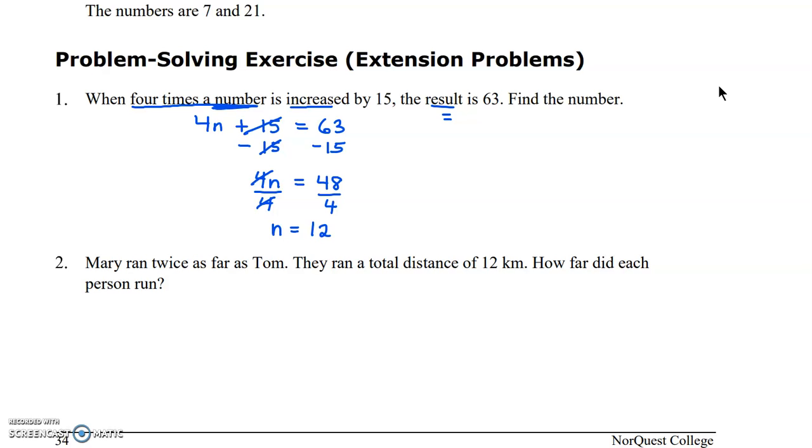She ran twice as far as Tom. They ran a total distance of 12 kilometers. How far did each person run? So when you have a problem like this, the key thing you need to find is the variable is for the person you know nothing about. So who do we know nothing about? So I'm going to write that on the side.